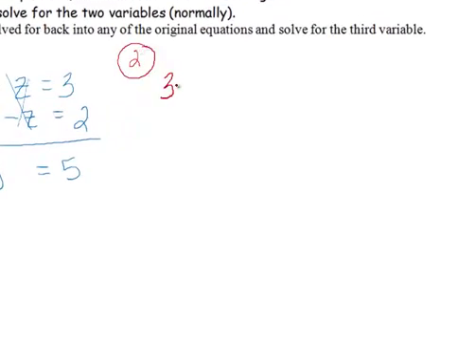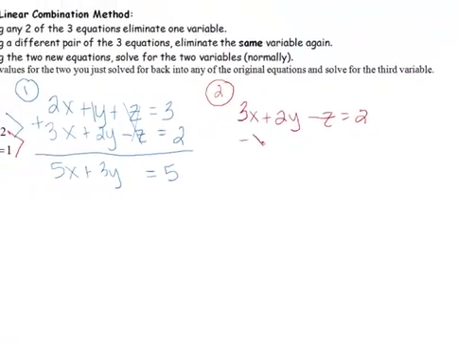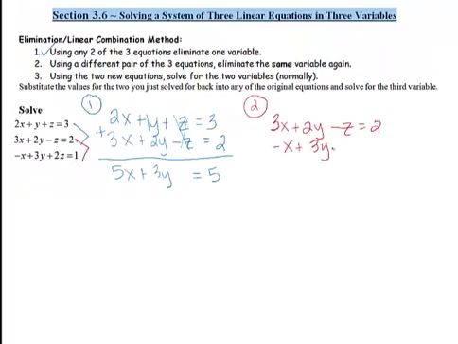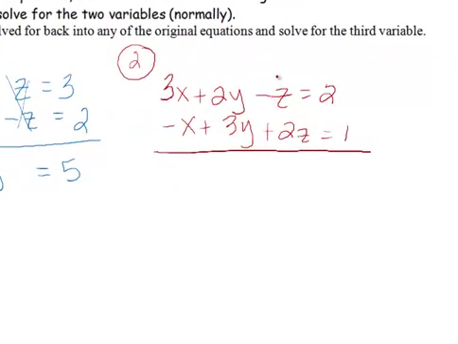So I have 3x plus 2y minus z is equal to 2. And negative x plus 3y plus 2z is equal to 1. But I have to eliminate the exact same variable. Right now, if I look at my z's, they are not opposites. But if I multiply the top by something, I can make them be opposites. This is a positive 2. Right now, this is a negative 1. So I need that to be a negative 2. So I'm just going to multiply everything up here by 2.